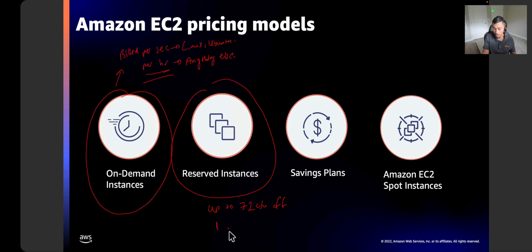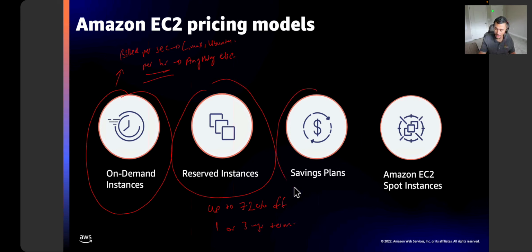This is only for a 1 or 3 year term, right? So you reserve for 1 or 3 years. You specify a specific instance configuration, like an instance type, let's say t4.large, and then how much of that capacity you need, right? And how long you need it for. And then for that, you can save up to 72% off the on-demand price.